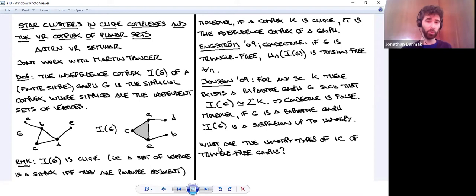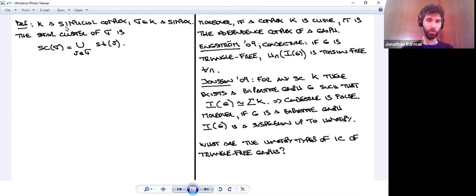In order to attack this question, I introduced this notion of star cluster. Let me recall what this definition is. If we have a simplicial complex K and sigma is a simplex, then the star cluster of sigma is just the union of the closed stars of its vertices. So this is a subcomplex.